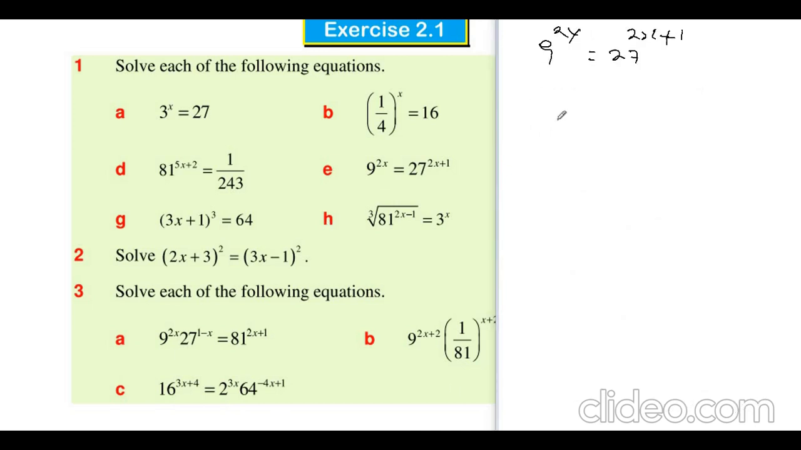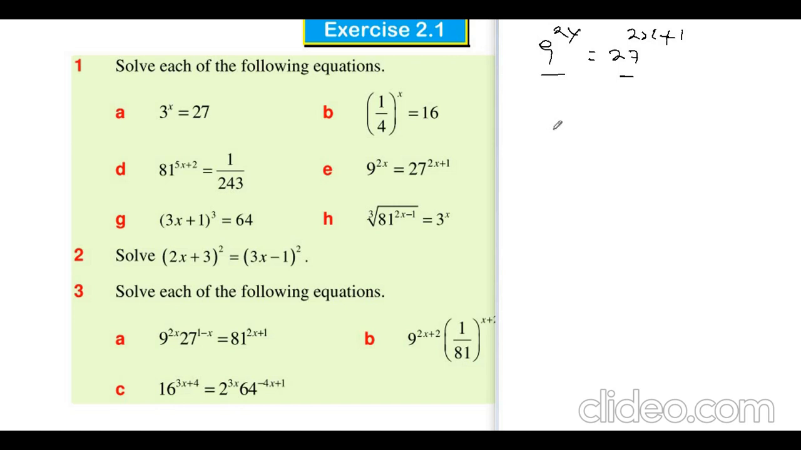Now E: 9 to the power of 2x equal to 9 to the power of 2x plus 1. First we need to see where the variable x is. The variable is in the exponent, so we make the bases the same.